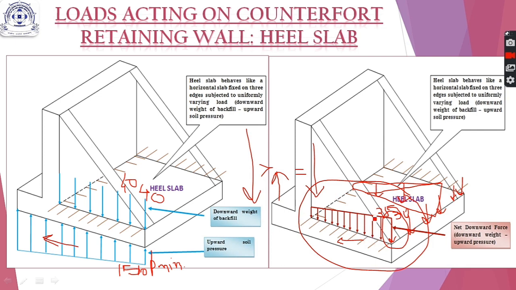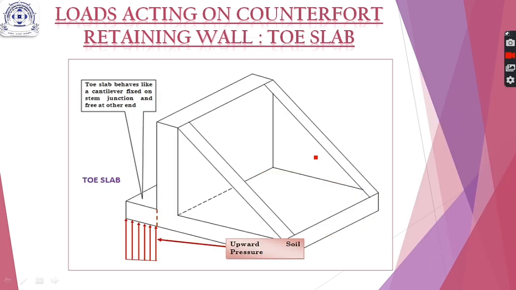is shown here. Now next is toe slab. As there is no counterfort provided on the front side, that is on the toe slab, therefore this edge will be free. If there was a counterfort provided here, like in the case of buttress retaining wall, then the same behavior as we studied in the previous slide will be shown by toe slab also. But as there is no counterfort here, this will be free end and this will be always fixed due to the presence of stem here.